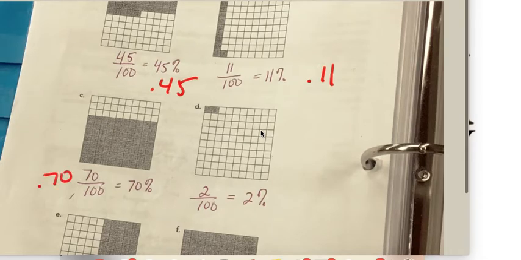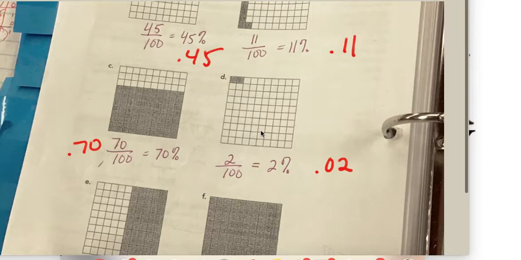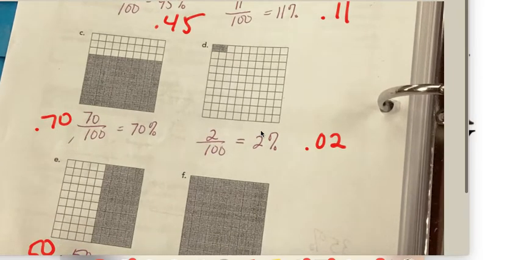Now, 2% as a decimal is a little tricky. It's decimal .02. A lot of kids think it's .20. This would be decimal .50, and this would be just 1.00 or just one whole.